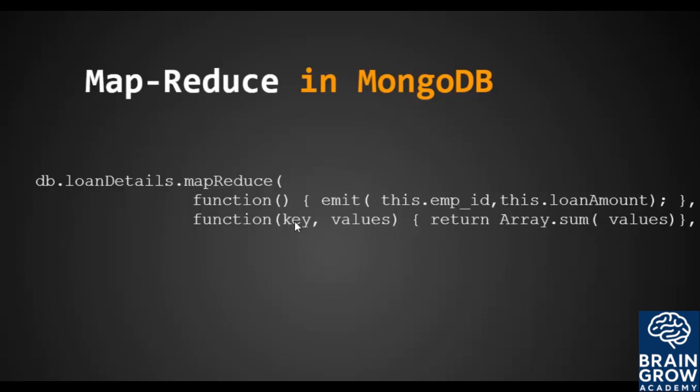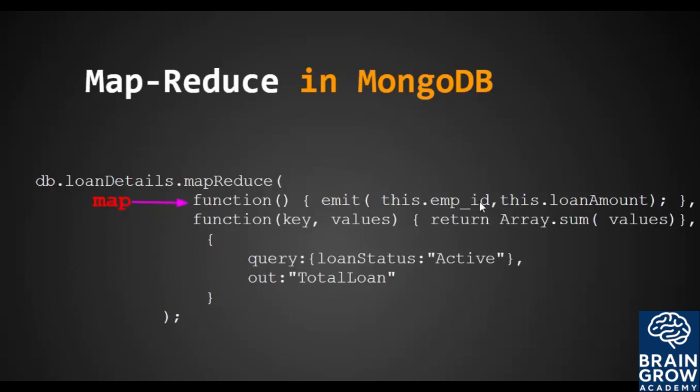This will be the employee ID and this will be the loan amount, and this array will be summing all the values here. It goes for each and every key and sums up all the values. Then we can provide the query for what we want to fetch. We want to fetch the documents which have only loan status as active, and then we can give the output totalLoan. This will be the collection containing the result of this MapReduce function. This is the simple MapReduce query that we write to get what we discussed. Here, this function is the map function.